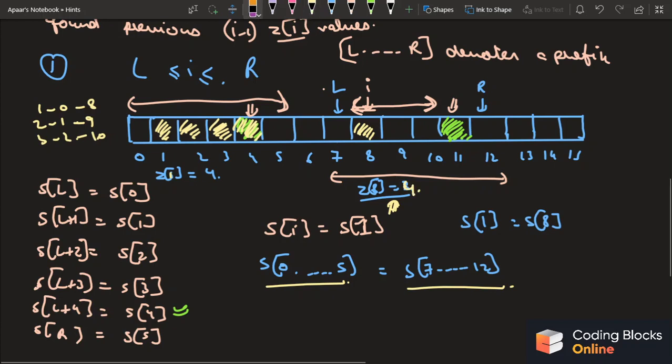Why? Again the same logical reason, because both of the strings are equal, right? If it matches 4 from here, then it should match 4 from here too, because both of the strings are equal, right guys? Okay, so this is the first case, right?